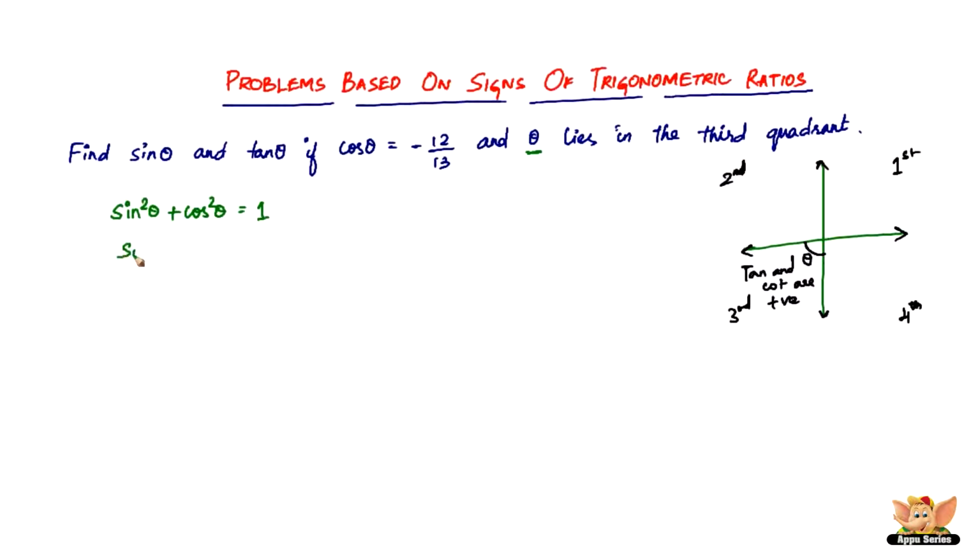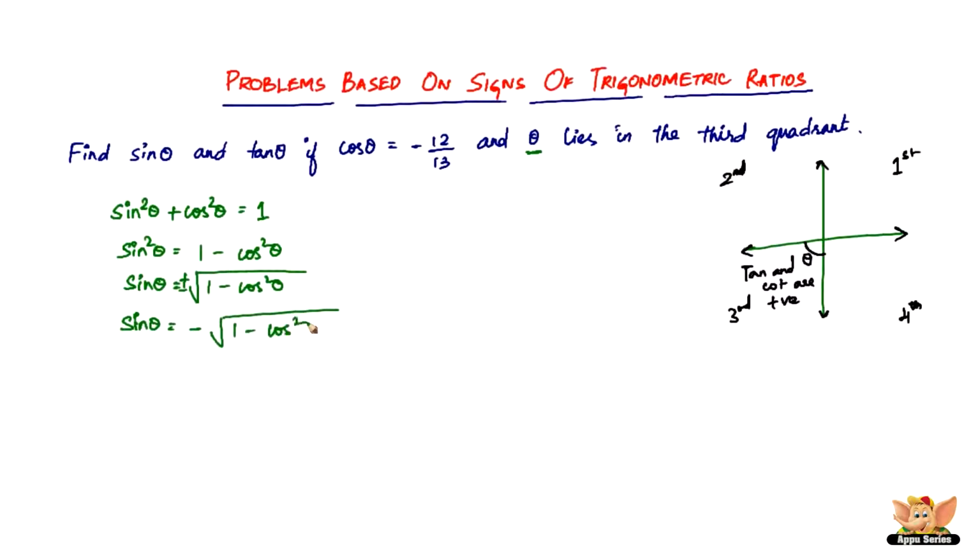So sine square theta will be equal to 1 minus cos square theta, but we do not want sine square theta, we just need sine theta. So sine theta will be equal to the square root, positive or negative, of 1 minus cos square theta. You know that always before a square root, the signs are two. You can get two values, positive or negative. But in this case, since theta lies in the third quadrant, the value of sine theta will be negative. So therefore, sine theta will be equal to minus the square root of 1 minus cos square theta.